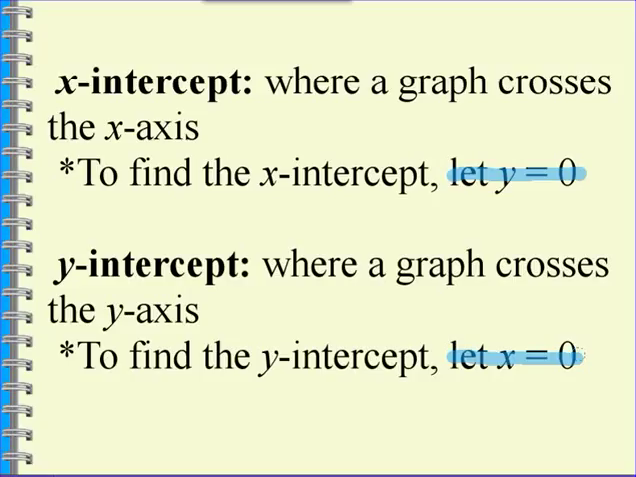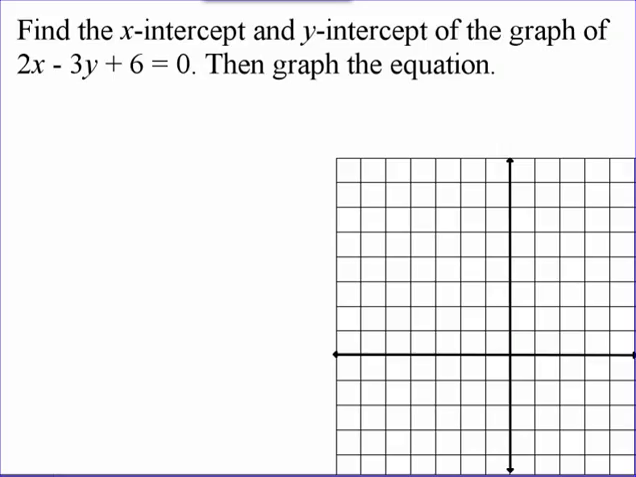So now we're going to actually look at a problem. It says find the x-intercept and y-intercept for the graph, then graph the equation. So all we're going to do is find the intercepts, draw a line between them. Okay, 2 points. So first of all, to find my x-intercept, what do I let equal 0? Y. So I've got 2x minus 3 times 0 plus 6, and that equals 0. So all I did is I plugged y right up here.